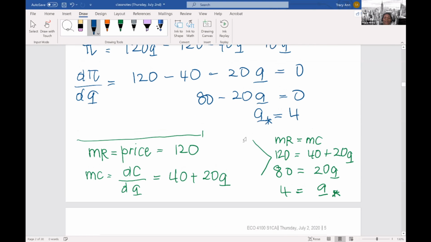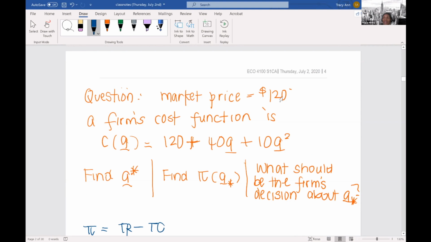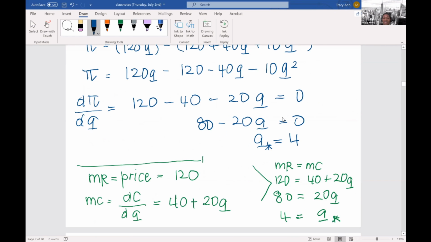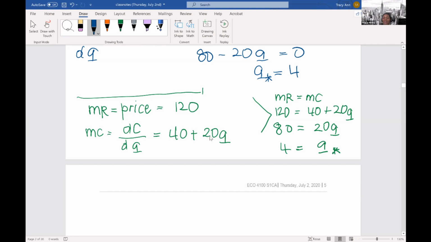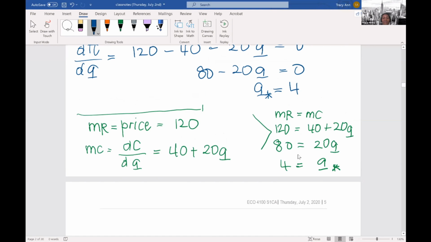So if you look back at our question, market price is 120. Marginal revenue is equal to the price for our competitive firm, so the marginal revenue is equal to 120. This is our cost function. If we find the derivative of our cost function with respect to quantity, the 120 will drop. So it's going to be 40 plus 2 times 10, which is 20Q. So our marginal cost is 40 plus 20Q, and we're setting 40 plus 20Q equal to 120 for marginal revenue equal marginal cost. And we solve and get Q star equal to 4.